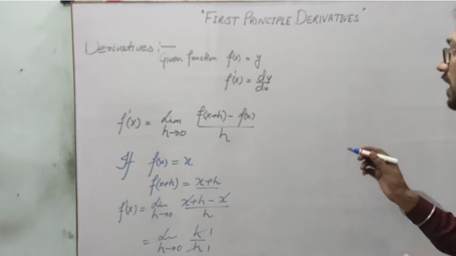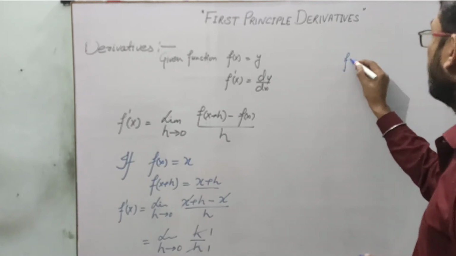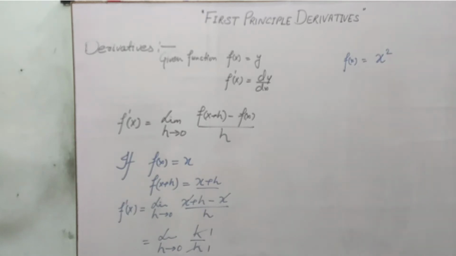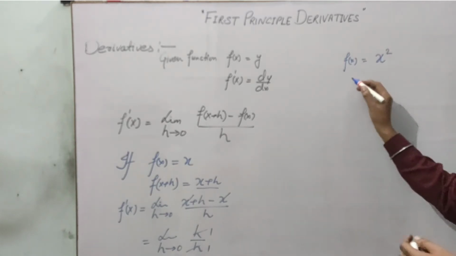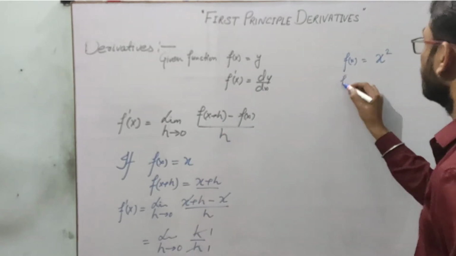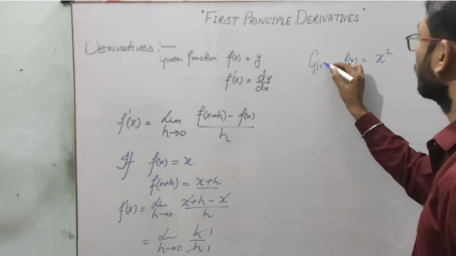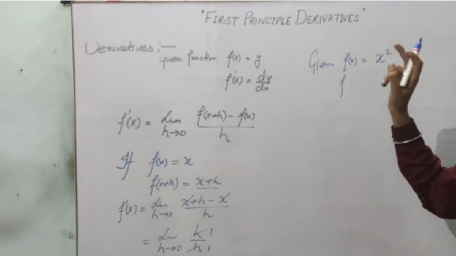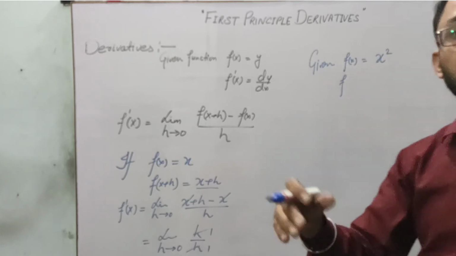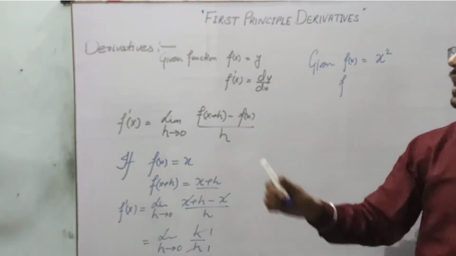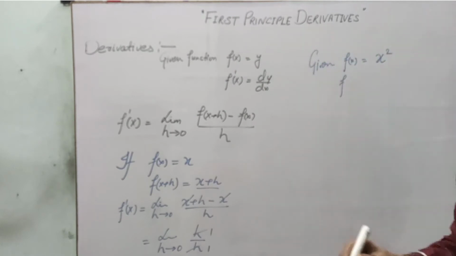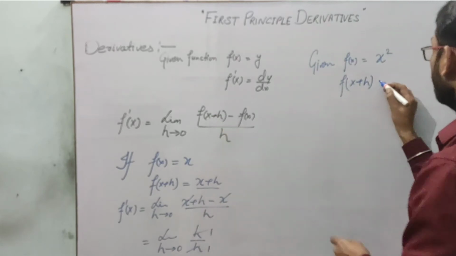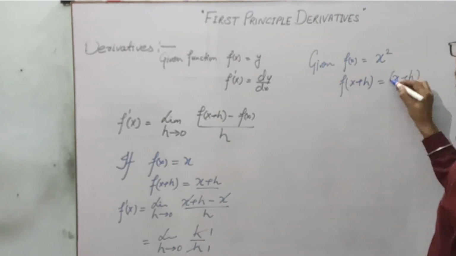Now another function we are taking. Now I am taking f(x) equals x square. They will be going to give us the question: find the derivative of f(x) equals x square, or find the derivative of x square using first principle derivative. So f(x + h) as per the formula will be (x + h) whole square.